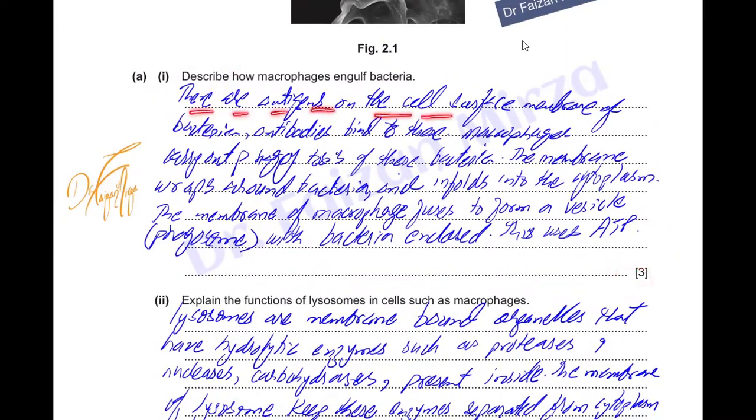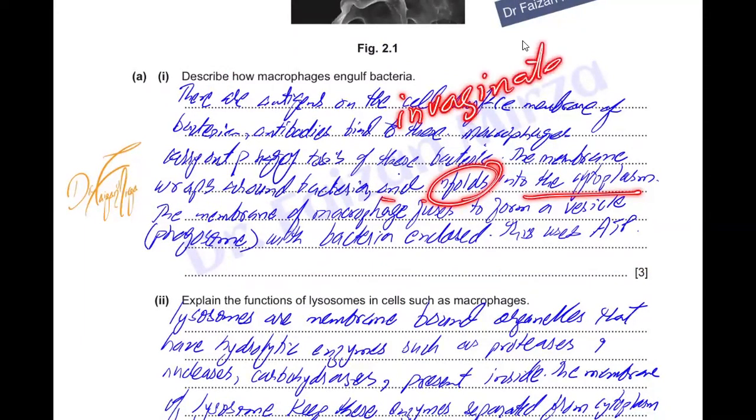There are antigens on the cell surface membrane of bacteria. Antibodies bind to these. Macrophages carry out phagocytosis of these bacteria. The membrane wraps around the bacteria. You will include the term wrap because this will fetch you marks. It infolds into the cytoplasm. Instead of using infold, you can use the term invaginate as well. It invaginates or infolds or pinches in. You can also use the term pinches in into the cytoplasm.